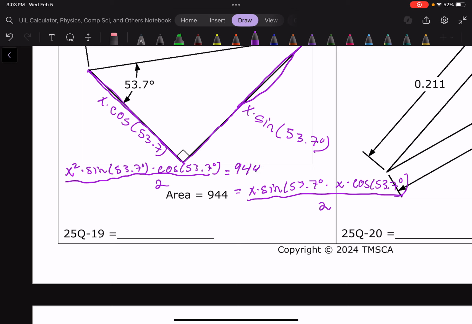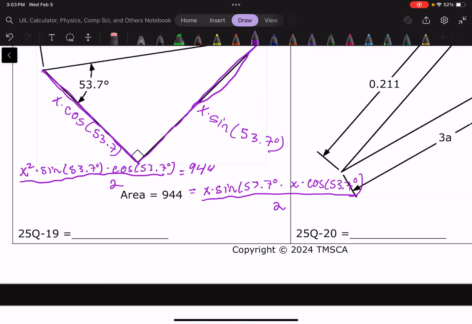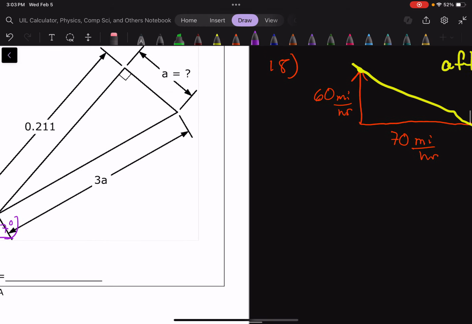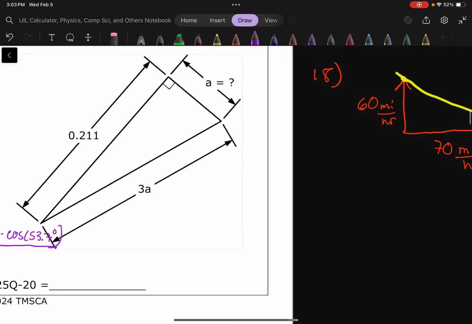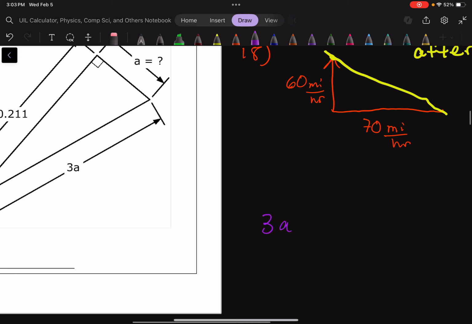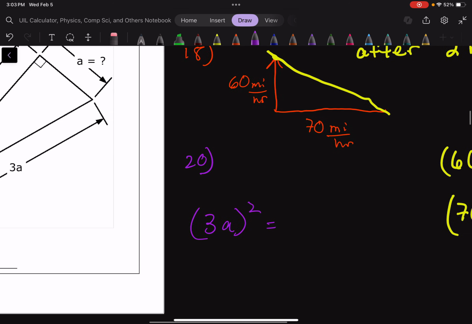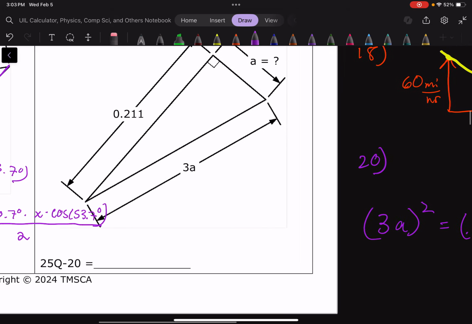944, enter, 2 multiply, 53.7 cosine divided over, 53.7 sine divided over, then square rooted, and there's our answer. Alrighty. For this, sadly, we just got to throw it into the solver. So Pythagorean theorem, 3a quantity squared, and this is number 20. That's the hypotenuse. All of that is going to equal 0.211 quantity squared plus 3a quantity squared. Throw that into the solver, and then you got your answer.